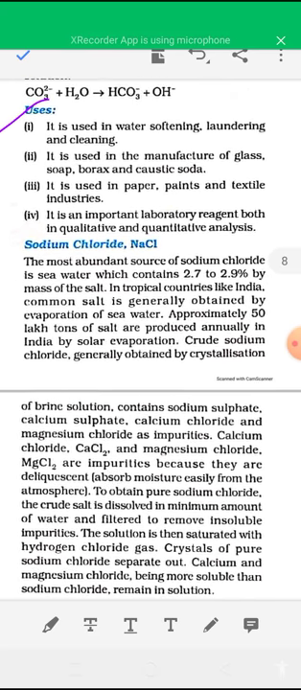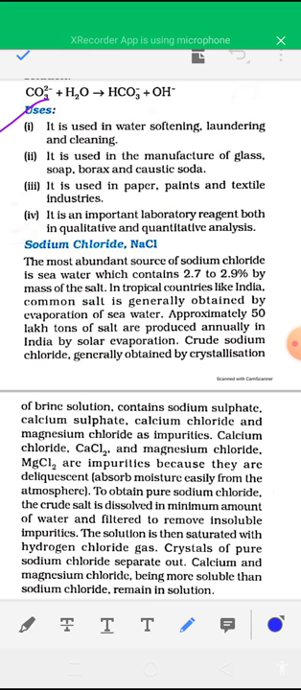It is used in water softening and cleaning. It is also used in the manufacture of glass. It is also used in the manufacture of soap, borax and caustic soda. It is used in paper, paint and textile. So you have to read these uses of washing soda.